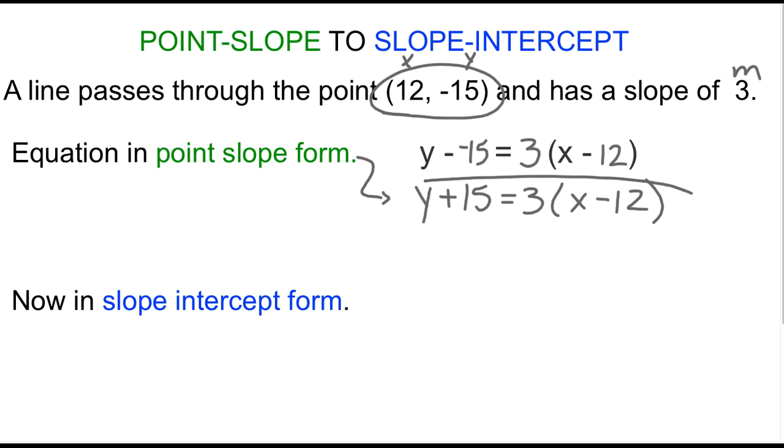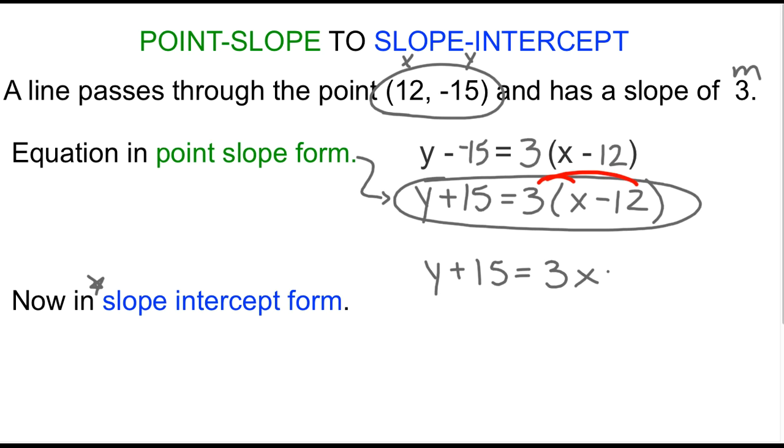In order to go to slope intercept form, I need y by itself. So if I want to get the y by itself in this equation, there's 2 steps. First step is to distribute. Three times x and 3 times 12. And the next step to get the y alone is to get rid of this plus 15. So I'm going to minus 15. What I do to one side, I do to the other.